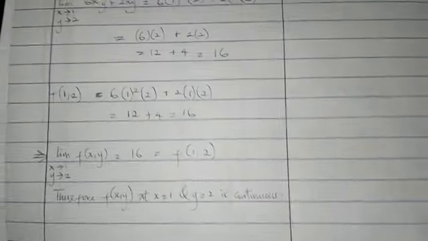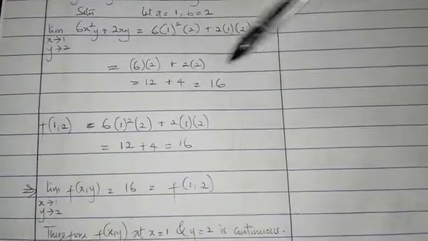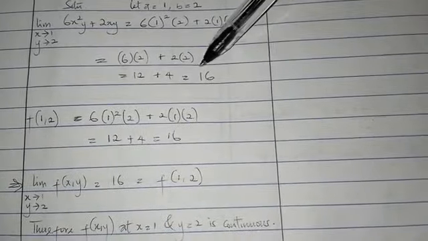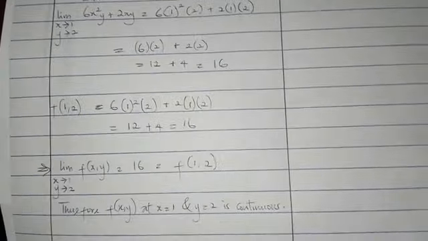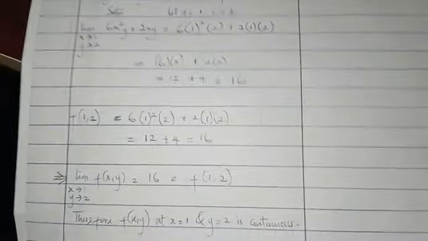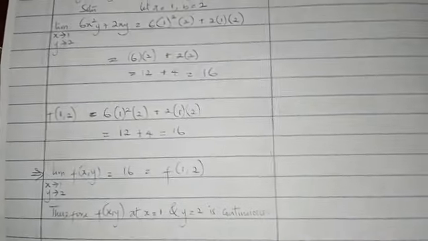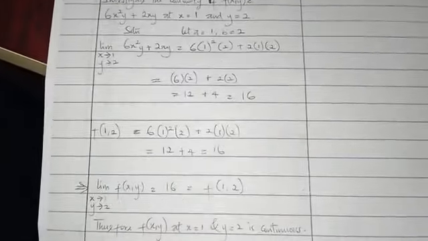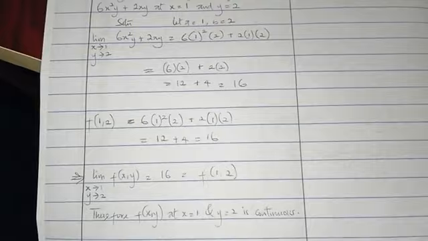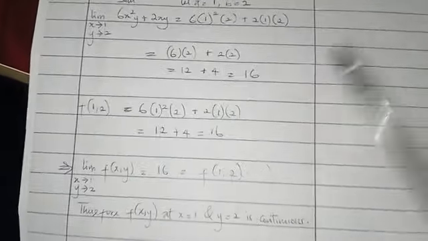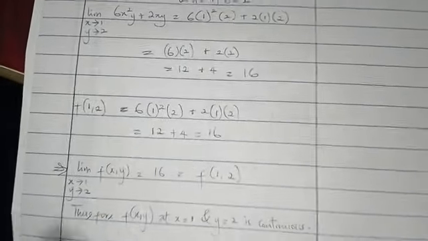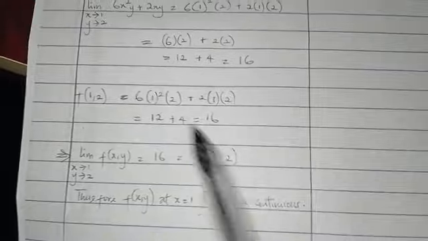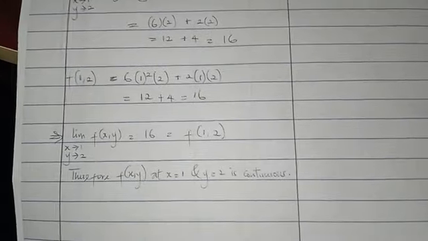Just like I was saying before, for the limit part, the definite answer is not really 16. It has a range of values, maybe 14, 13, 13.1, depending on the values of x and y, like a path. It's moving till it gets to x equals 1 and y equals 2. That's when you get the answer 16. But f(1, 2) is a definite value where x equals 1, y equals 2, and you get 16. So for now, this is continuous.